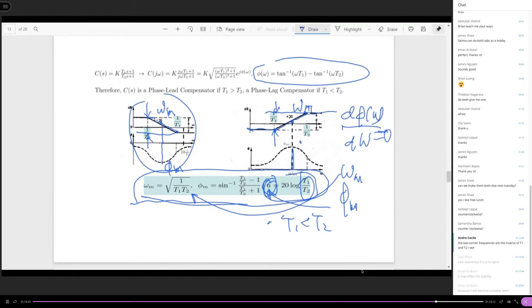Now for the phase lead compensator, T1 is larger than T2, so this magnitude change is positive. It's raised up, right? So you can always use this formula. It will automatically tell you the situation. On the other hand, if T1 is less than T2, then the numerator here is a negative number, so you have a negative phase. When T1 is larger than T2, this number is larger than 1, so the phase is going to be positive. This is very simple to figure out.